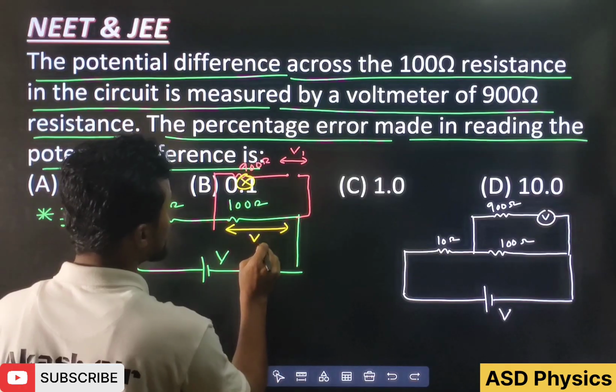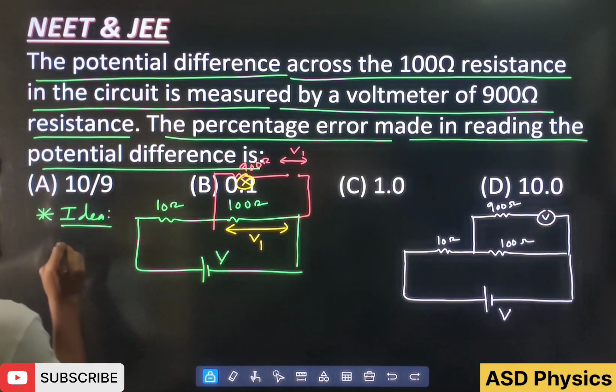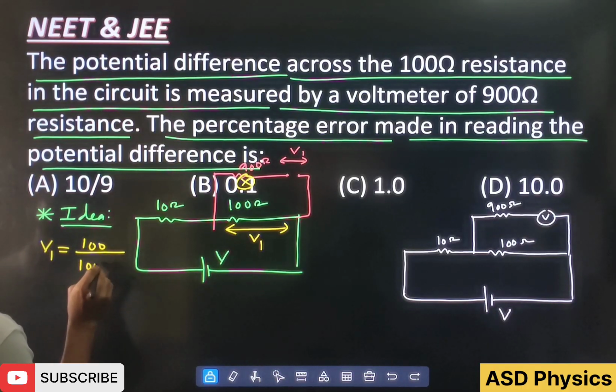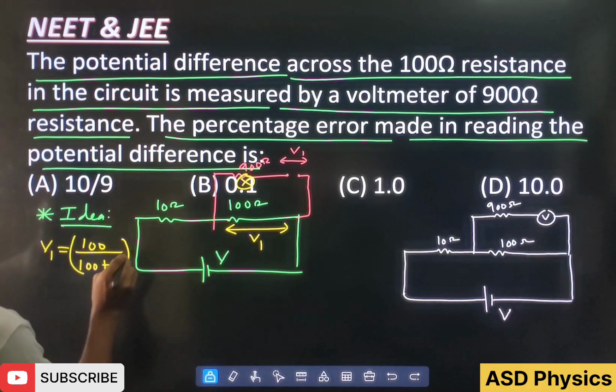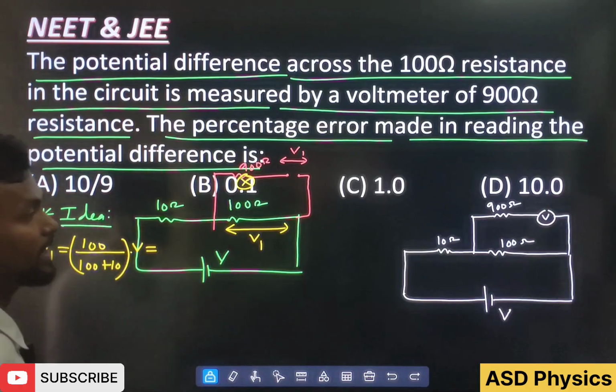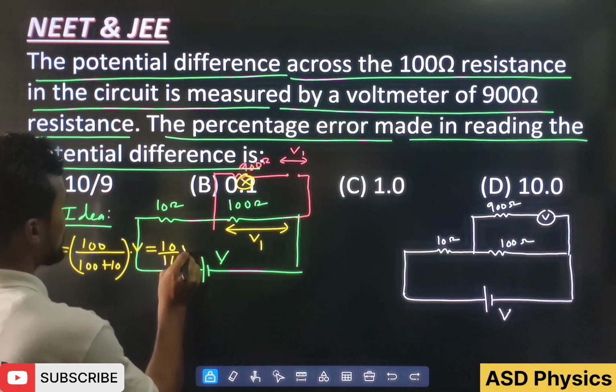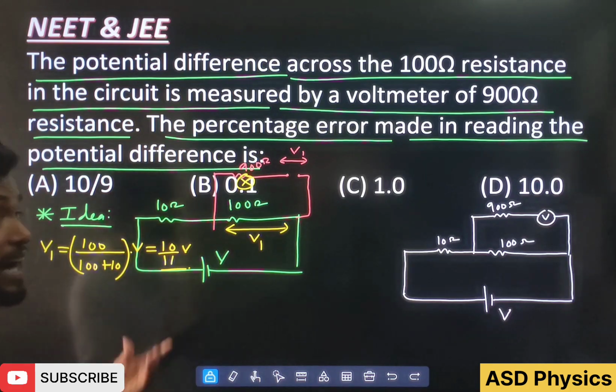So here also it will be V1. What is V1? Kindly see, by the voltage divider theorem, V1 is 100 by 100 plus 10 into V. Correct? So it will become 10 by 11 V. This is the ideal value, 10 by 11 V.